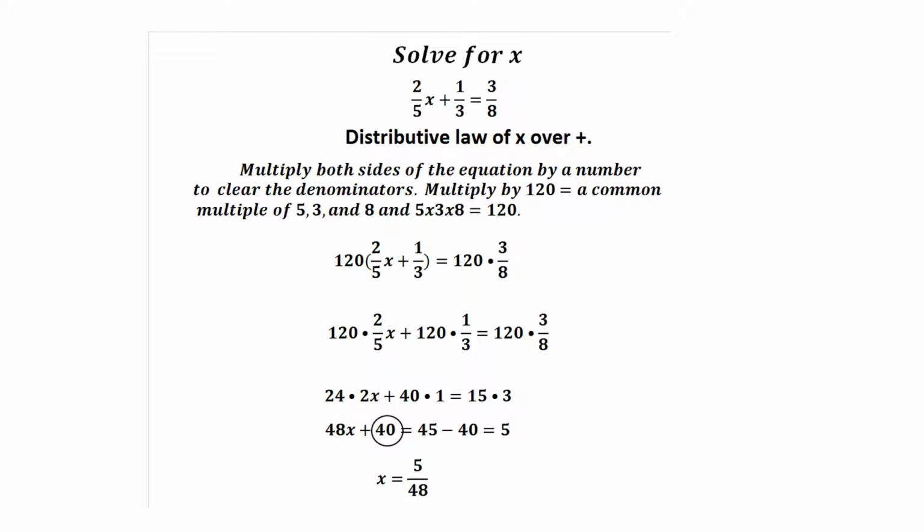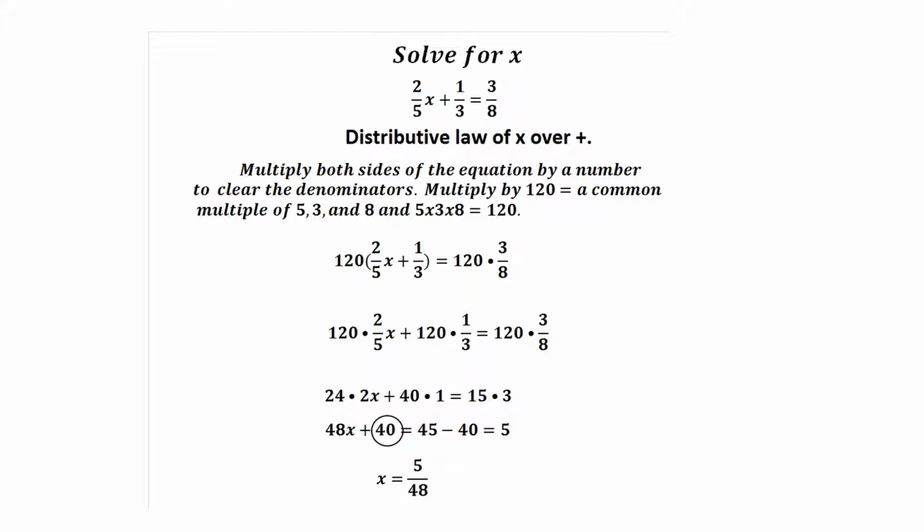Now, 120 times the left-hand side. 120 times 2/5 x plus 1/3 is equal to 120 times 3/8. So we have 120 times 2/5 x plus 120 times 1/3, the distributive law. And that's equal to 120 times 3/8. Now, 5 goes into 120 24 times. 3 goes into 120 40 times. And 8 goes into 120 15 times.